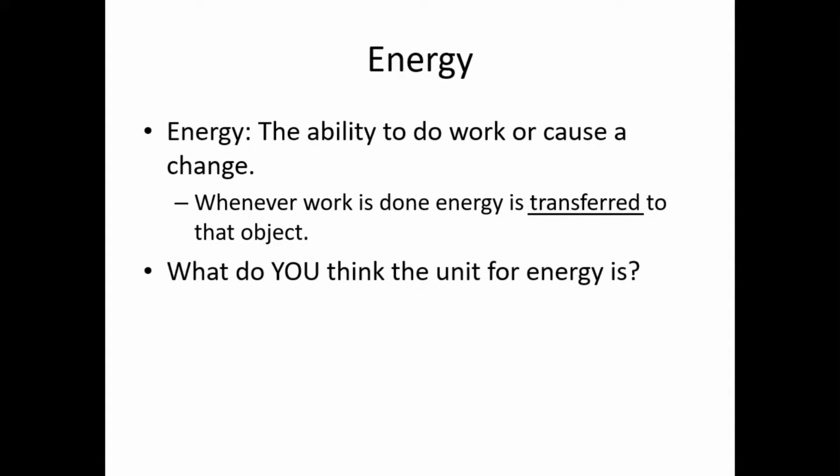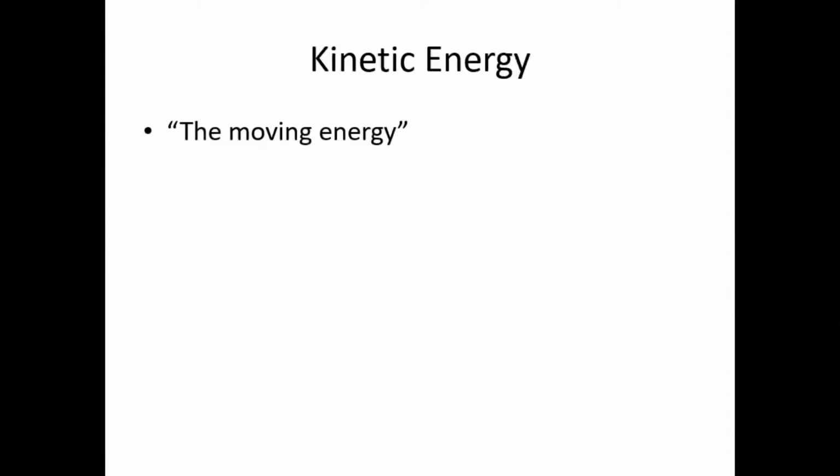So, what do you think the unit for energy is? Since energy is the ability or the capacity to do work, the unit of work and the unit of energy are the same, which is joules. Now let us proceed to the two states or general forms of energy, namely kinetic energy and potential energy. Kinetic energy is also called the moving energy because this energy is related to objects that are moving.